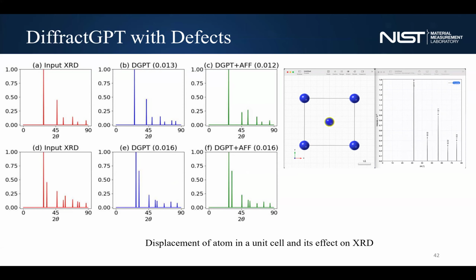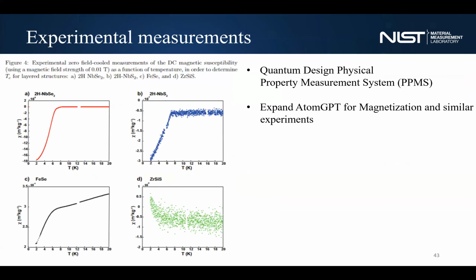We are extending this diffraction idea to magnetization measurements at NIST. We are measuring the transition temperature of several candidates that we proposed using PPMS. And the idea would be to have a similar GPT model for magnetization.